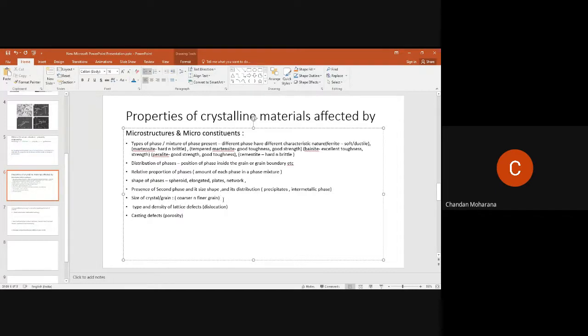But if you have finer grains, more grains will be there. More grains means more grain boundaries. More grain boundaries means more obstacles before the dislocations. So dislocations will be getting stopped frequently by the grain boundaries. So obviously the strength will be more. So this is the way.